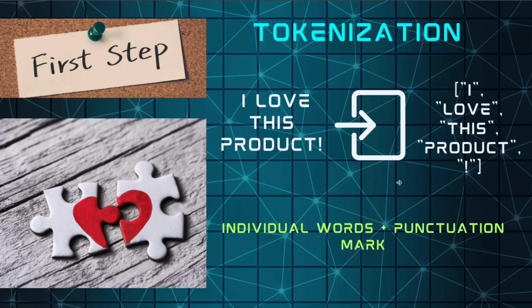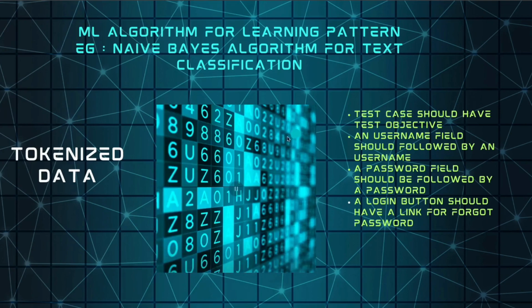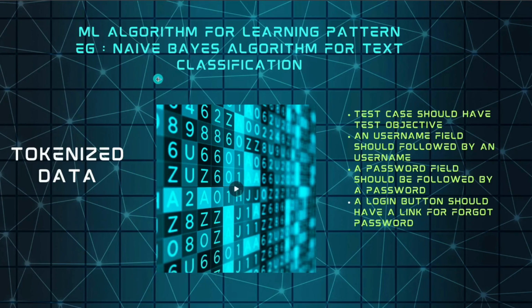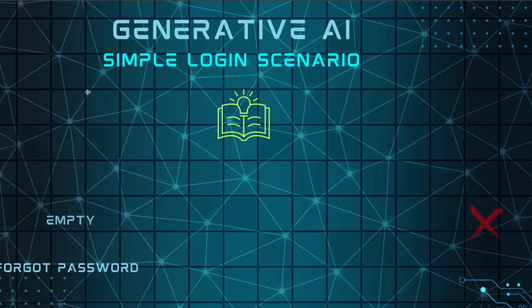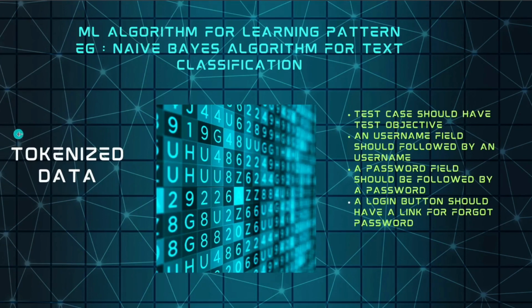When it creates the list, what happens next? If you see here, it uses an algorithm to learn it. There are different types of machine learning algorithms, but mostly for text classification you can take the example of naive Bayes. So we have this tokenized data, like we discussed. These are our input, the training data. Now these have been tokenized, and our machine learning algorithm starts to learn this tokenized data.